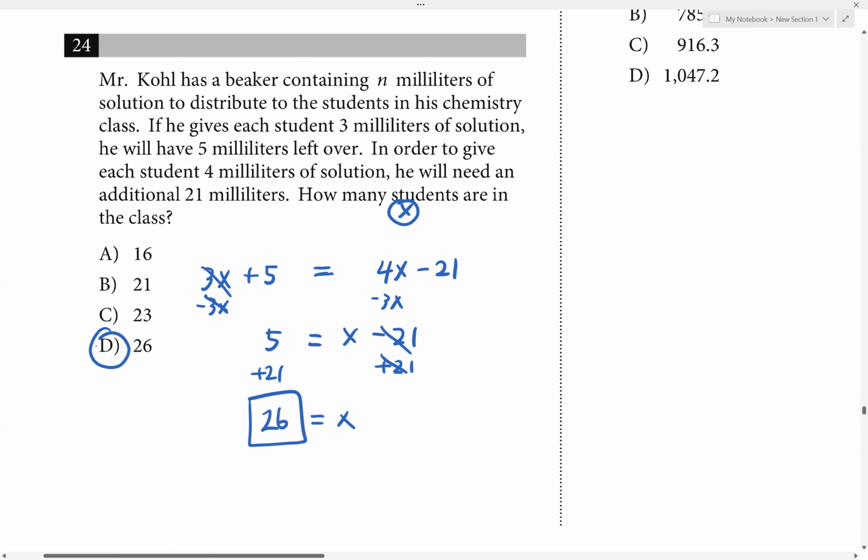So for this question, the difficult part is actually setting up the equation. We could also try out the answer choices. You can use each answer choice, plug it in, and actually try it out. For both scenarios, the total number should be the same. Then that'll be the answer. So for 24, D will be our answer here.